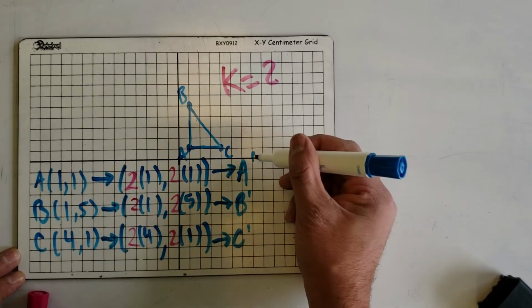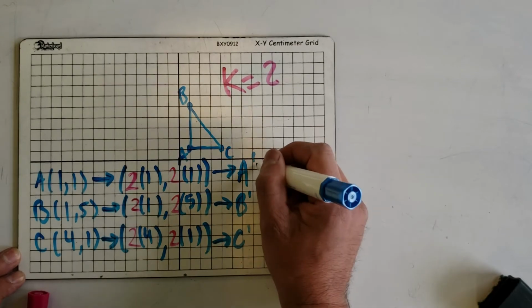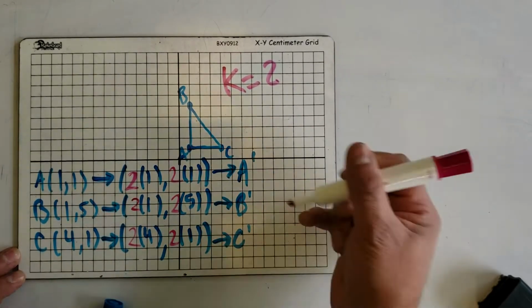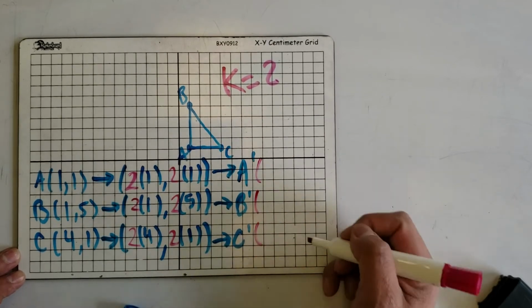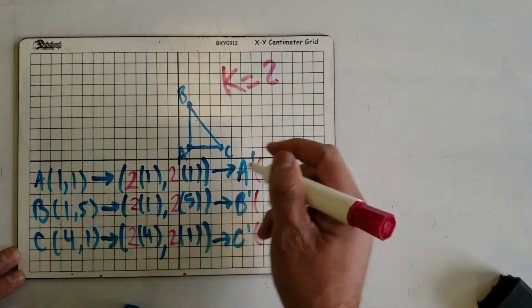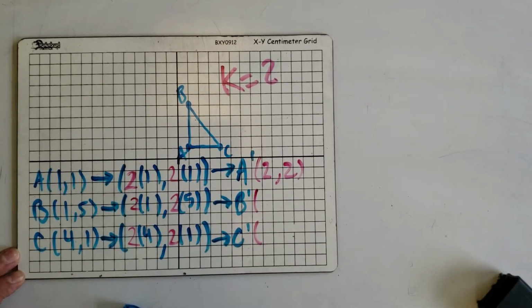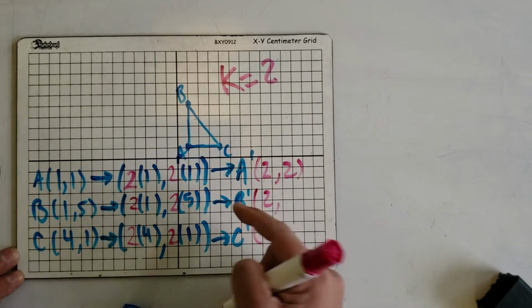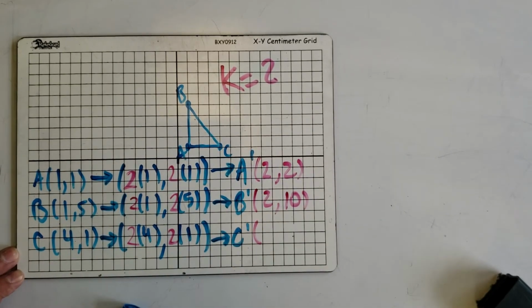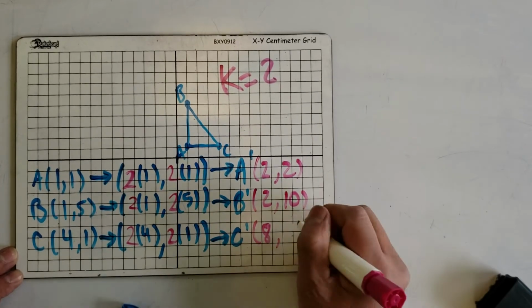And again, it has to have the little mark. If it has the little mark, it's because it's the modified version. It's the new one. Okay? And let's go ahead and change their colors. Let's say they're pink now. So we just have to multiply. 2 times 1, 2. 2 times 1, 2. Now this one, 2 times 1, 2. 2 times 5, 10. 2 times 4, 8. And 2 times 1, 2.